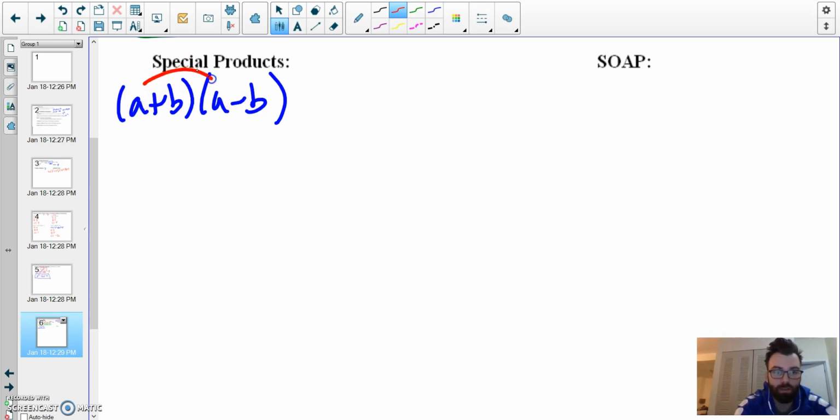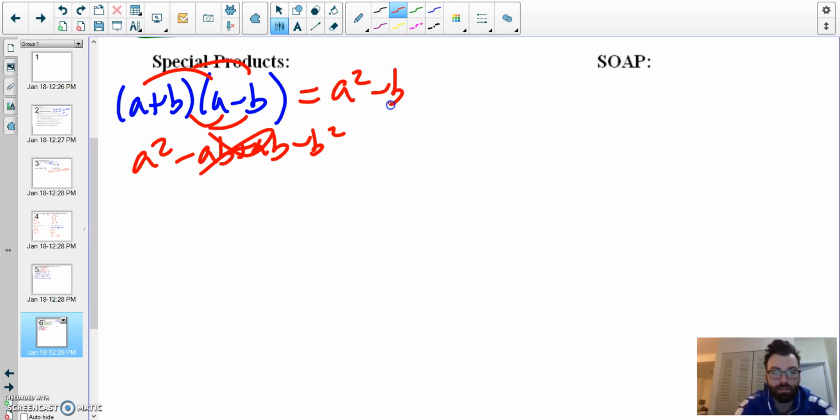So if I were to FOIL this, I'd get a squared minus ab plus ab minus b squared. And these would cancel, so I would get a squared minus b squared. Remember, this is the difference of two perfect squares, from your second year algebra course. If you see this in factoring, you should be able to go backwards to that, or if I see that, I could jump straight to that as well.